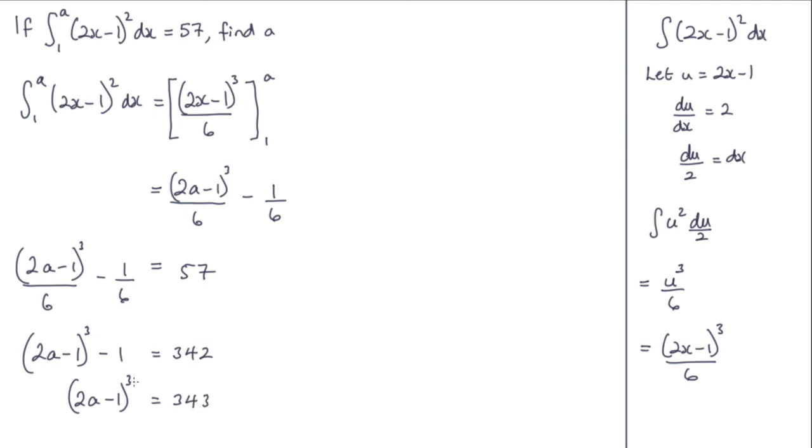Now we can eliminate the cube here because the cube root of 343 is 7. So we have 2a minus 1 is equal to 7. Adding 1 to both sides, we get 2a is equal to 8. And dividing by 2, a is therefore equal to 4.